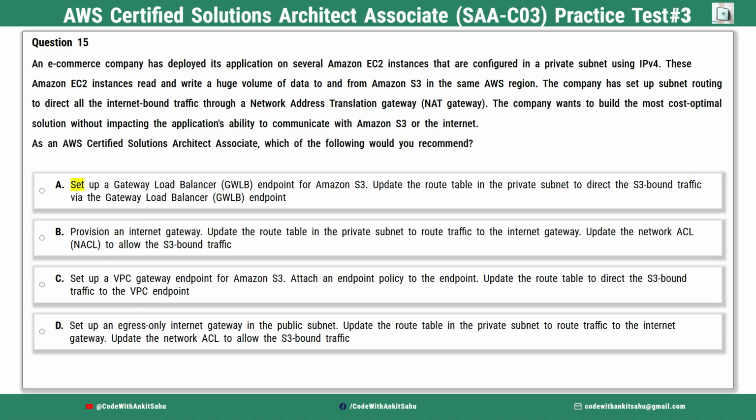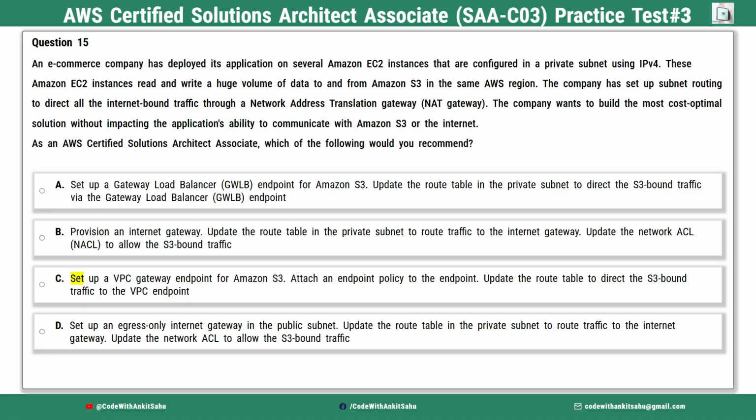Option A. Set up a Gateway Load Balancer, GWLB, endpoint for Amazon S3. Update the route table in the private subnet to direct the S3 bound traffic via the Gateway Load Balancer, GWLB, endpoint. Option B. Provision an Internet Gateway. Update the route table in the private subnet to route traffic to the Internet Gateway. Update the network ACL, NACL, to allow the S3 bound traffic.